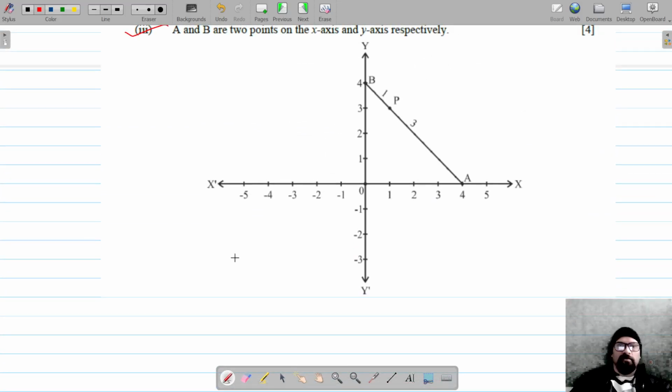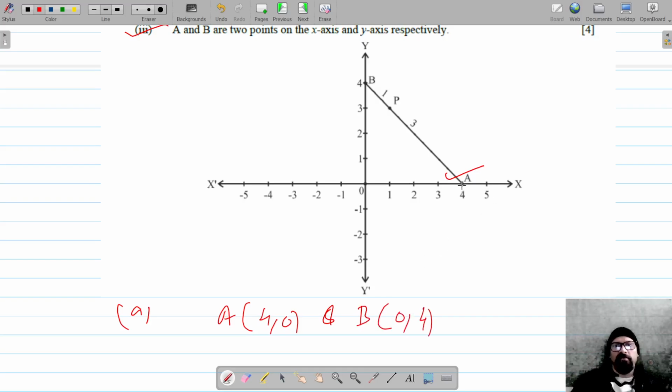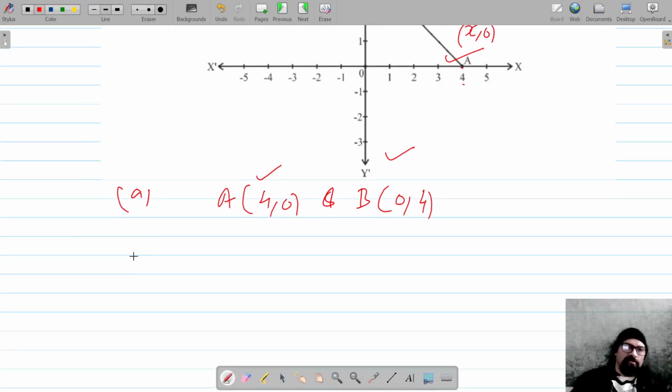Okay. So for the third part, we have to write down the coordinates of A and B. The coordinates of A are 4, comma 0, and the coordinates of B are 0, comma 4. Because A is on the x-axis, and on the x-axis the coordinates are of the form x, comma 0, and here x is 4, so it's 4, comma 0. And on the y-axis the coordinates are of the form 0, comma y, so here y is 4, so it's 0, comma 4.